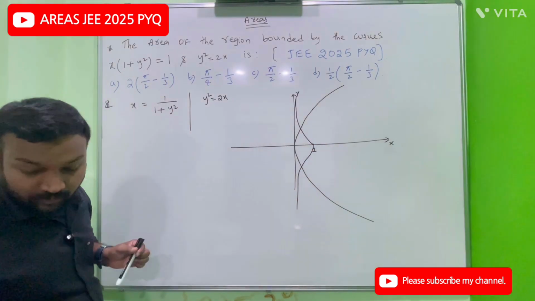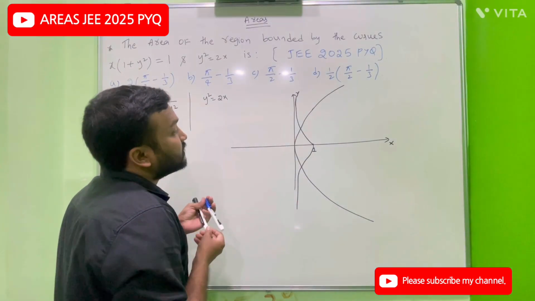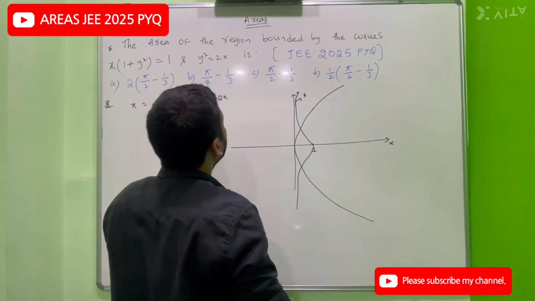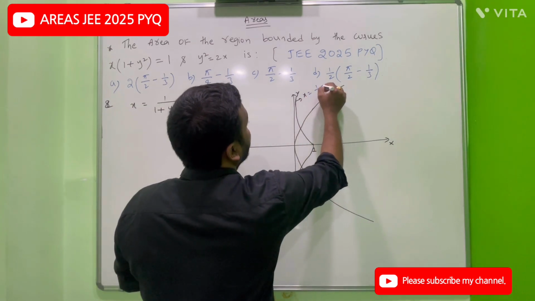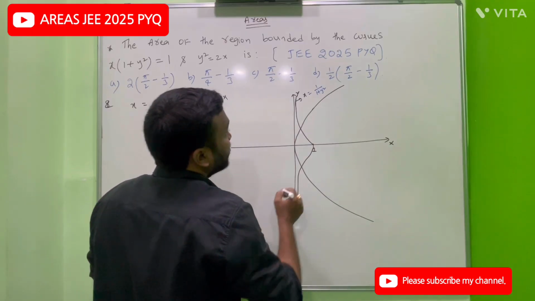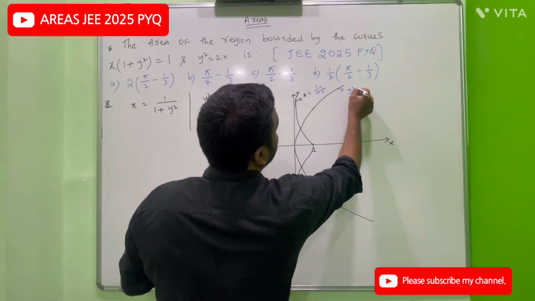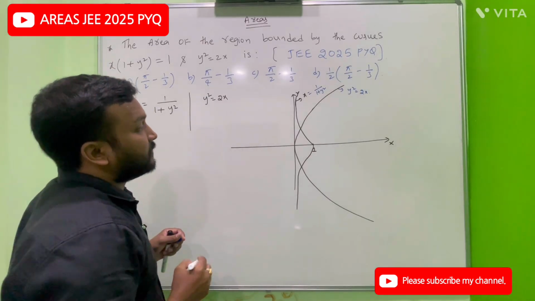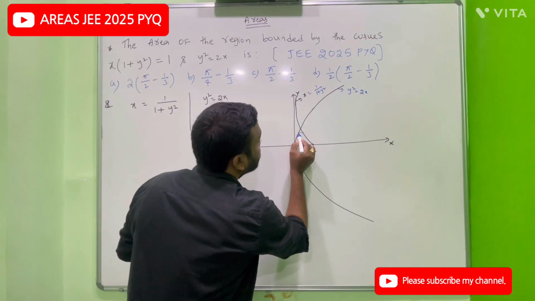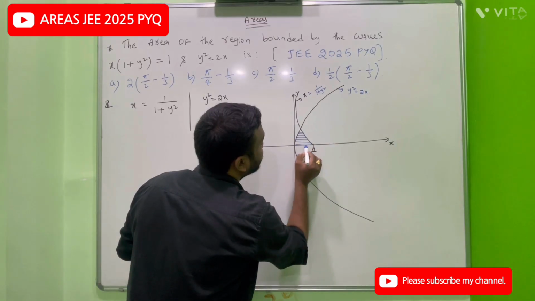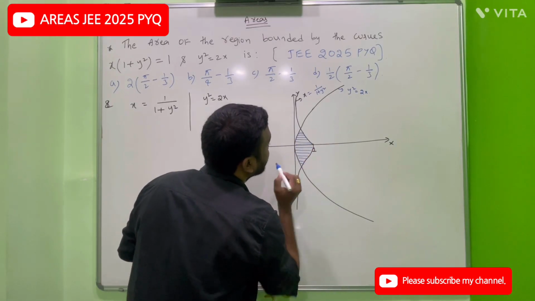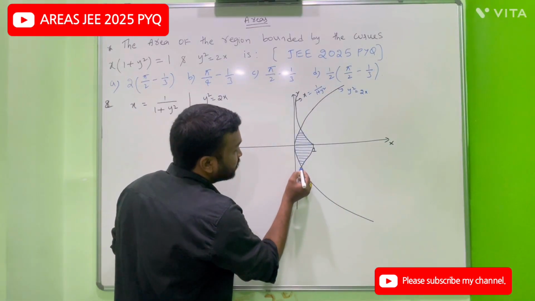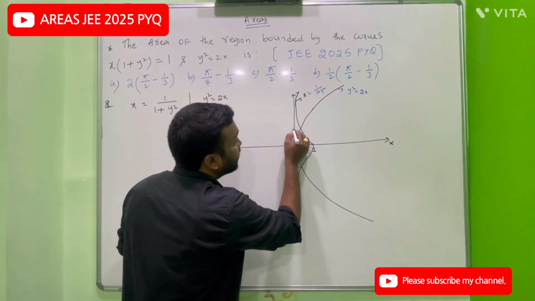Now what is being asked from this? We have to find this area. One graph is x = 1/(1 + y²), and the other graph is y² = 2x. From this we have to find this area. Now I want to find the upper limit and the lower limit, this is the lower limit and this is the upper limit.